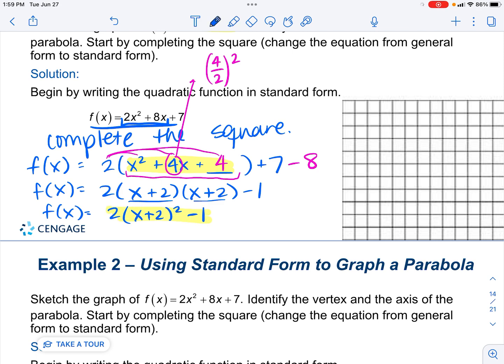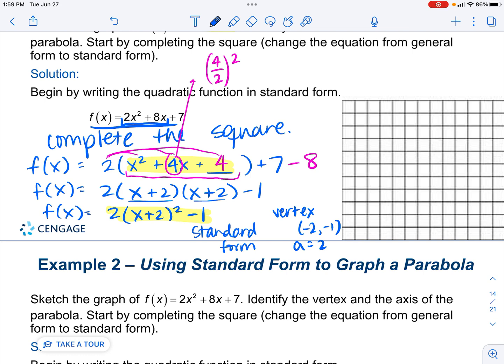Now, this is standard form. Standard form allows us to get the vertex easily. Now, if I'm asked, what's the vertex? Well, the vertex is (h, k), which is (-2, -1). A is positive 2. It tells me it's pointing up, and it has a vertical stretch of 2.